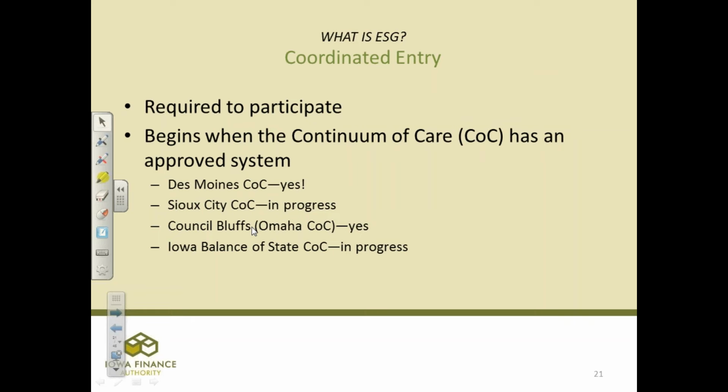If you're in the Sioux City continuum of care, then your system is in progress, and you want to maintain really good contact in your community with your CoC to make sure you know where they're at with the development of that system and if you should be using it at this point. If you're in Council Bluffs, then of course you're with the Omaha continuum of care, and there's a functioning system, so I'm sure you should be participating. If you're anywhere else in Iowa, then you're in the balance of state continuum of care, and that system is in progress. There are some elements that should be in place and required at this point, but there's a lot of work to be done ahead of us. Certainly more information will be coming out this year because I think things will start to happen a little quicker with coordinated entry this year.